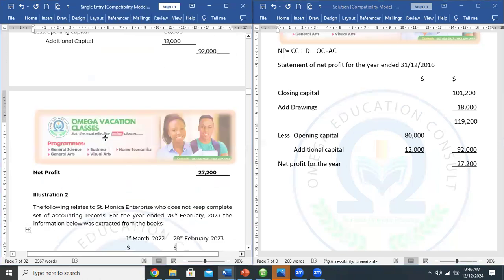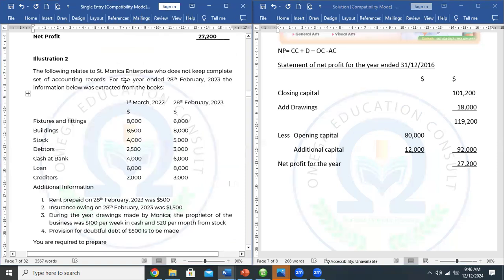So for this one, look at what happens. It says the following relates to St. Monica Enterprise, who does not keep a complete set of accounting records for the year ended 28 February 2023. So you have two dates here, 1st March 2022, which obviously will be the opening date, and 28 February 2023, the closing date. And you see some assets and liabilities given here. You are given additional information like rent prepaid on 28 February, which is the closing date, insurance owing, again on the closing date. Then during the year, drawings made by Monica.